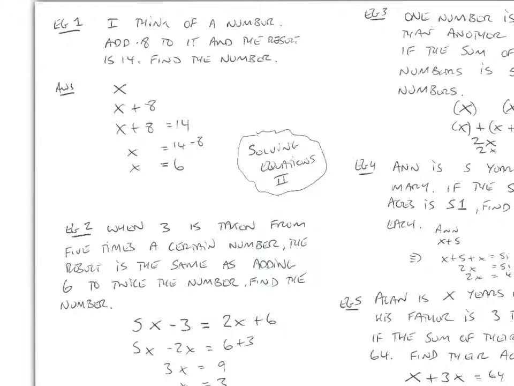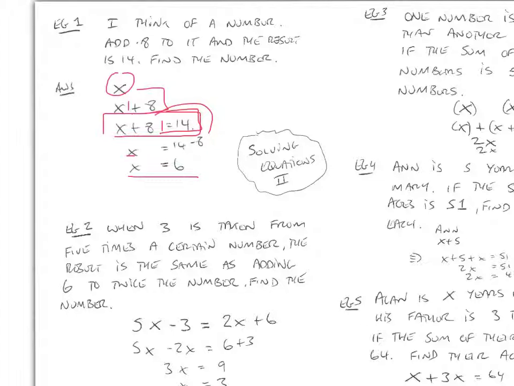So we're still forming equations. I think of a number, I write x. I add 8 to it, plus 8. The result is 14, equals 14. Find the number. Well, here's the equation: x plus 8 equals 14. x must be equal to 14 minus the 8. x is equal to 6. Which makes sense. If I think of a number 6 and I add 8 to it, I do get 14.